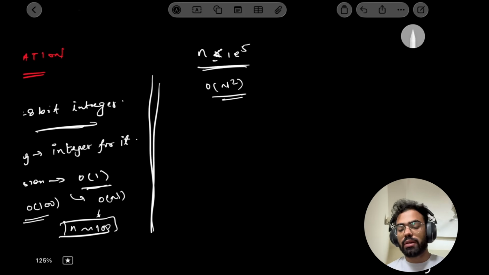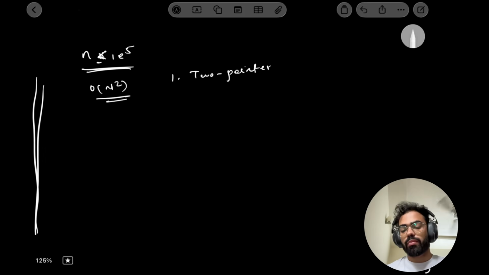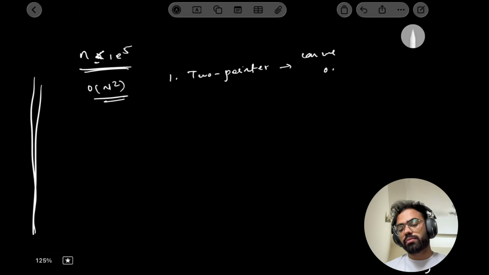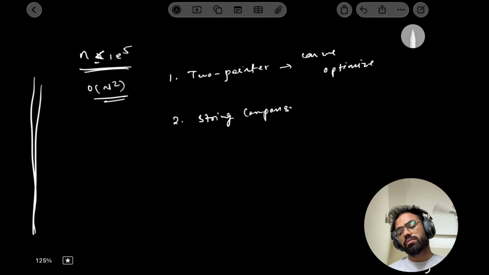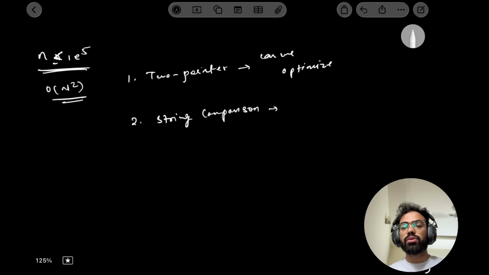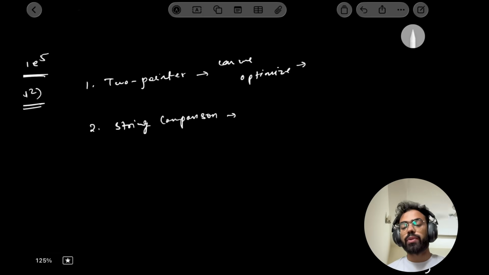There are two things. First is the 2 pointer: can we optimize it? And the second is string comparison. We need to answer if we can optimize both of them separately. So 2 pointers can be optimized. In the question, we always care about the position of ones.